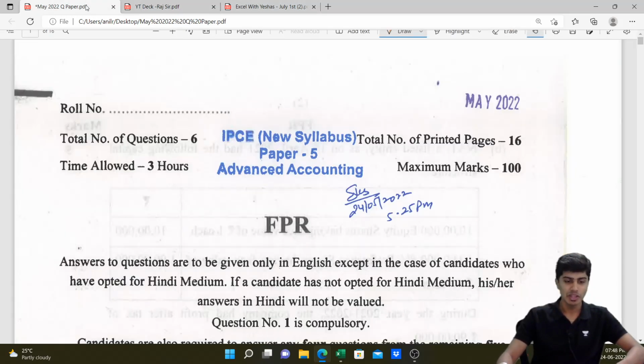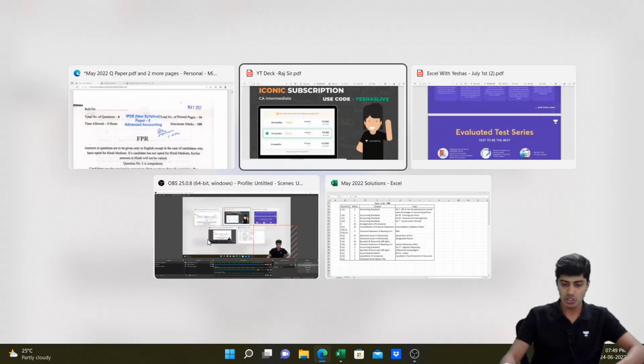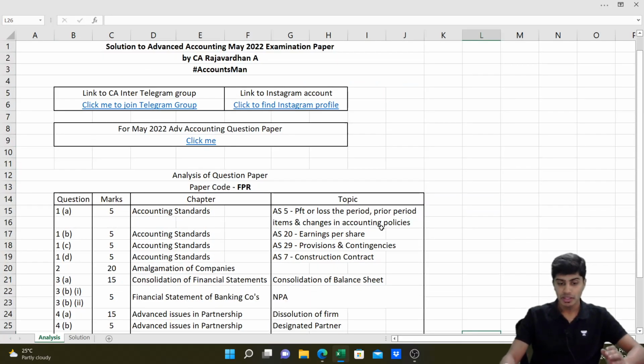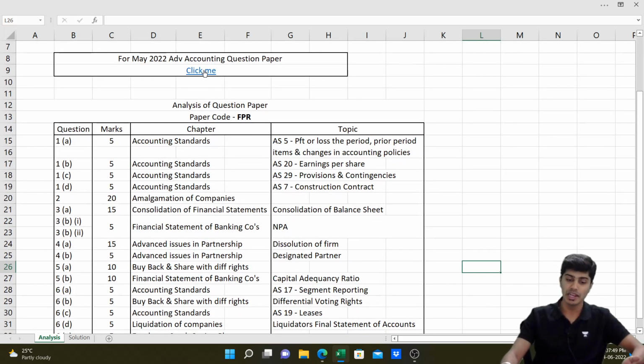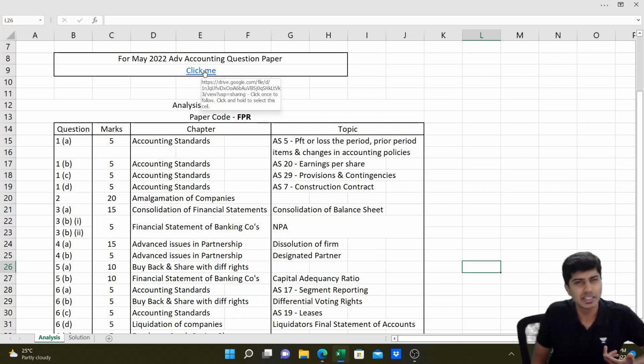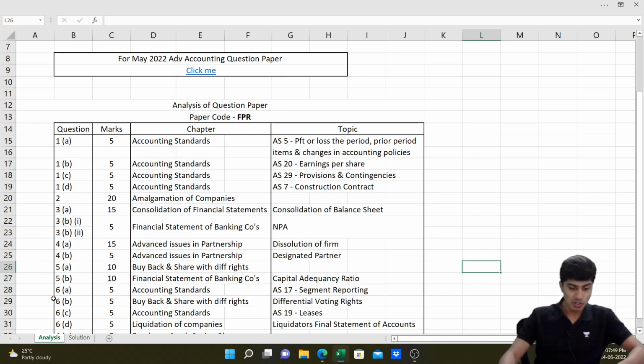Now let's get back. Here is the question paper of the May 2022 examination. If in case you don't have the question paper, you can download it from the ICAI website, or this is the solution sheet that I'm using, an Excel sheet. In this sheet, I've provided you the link. If you click on this link, it will give you the PDF of the May 2022 question paper. I'll share this file with you on Telegram, and I'll also put a link to this in the description to this video. Fantastic.